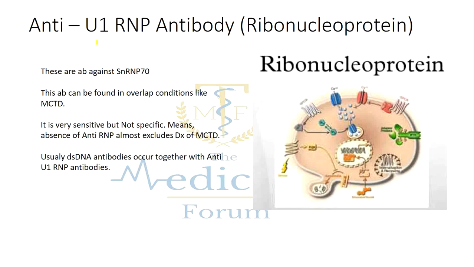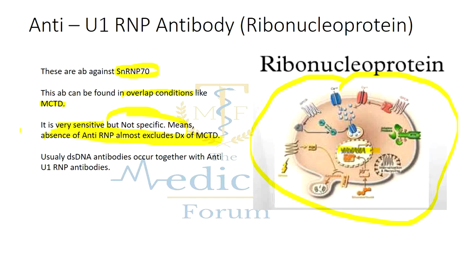Anti-U1RNP antibody. What's a U1RNP? It's a ribonucleoprotein. What's a ribonucleoprotein? It's a protein in the nucleus which contains some RNA within it. So they are antibodies against this particular RNP, snRNP70. So this antibody can be found in overlap conditions like mixed connective tissue disease. So it is very sensitive but not specific. It means the absence of RNP almost excludes the diagnosis of mixed connective tissue disease. Hence, it's very sensitive.